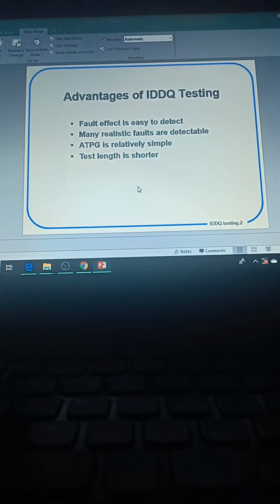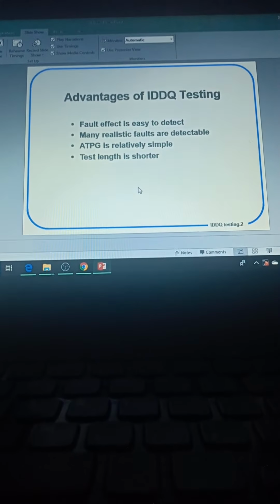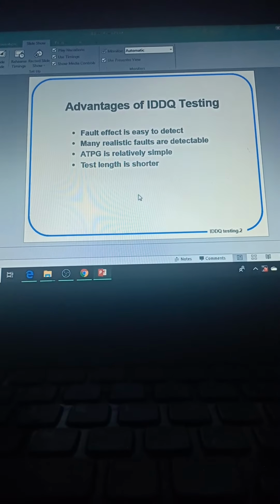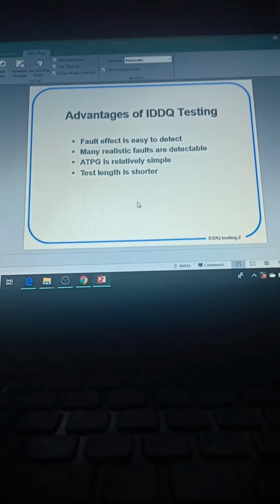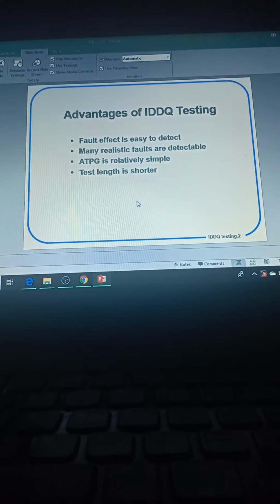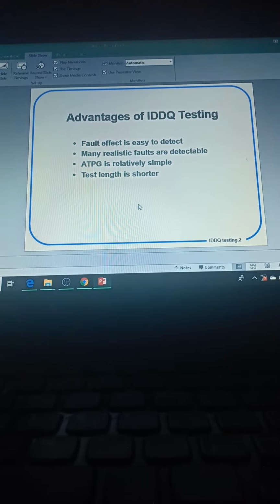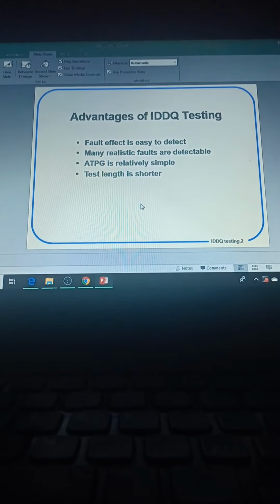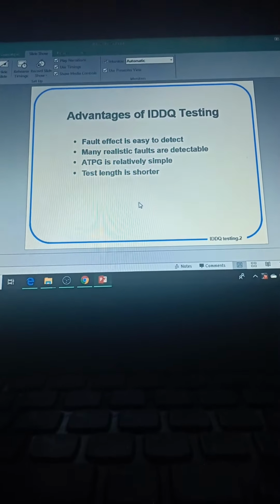Next, what are the advantages of IDDQ testing? Normally, fault detection is easier in this method. Automatic test pattern generation is also easier. The test pattern generation is a very simple method, and the test length is also shorter. The time taken for testing is also very short.